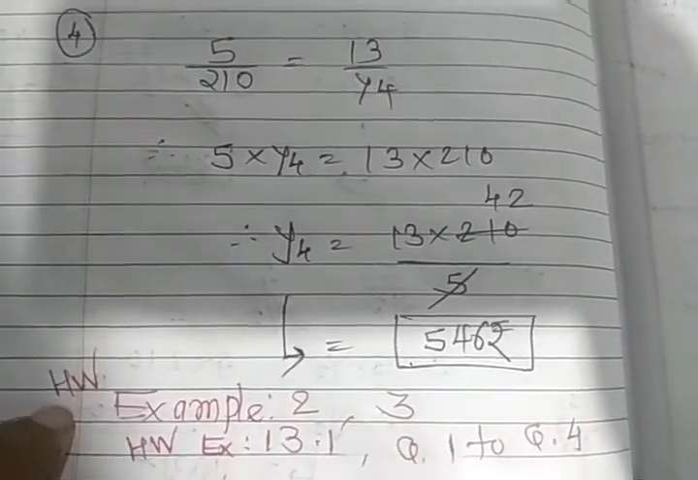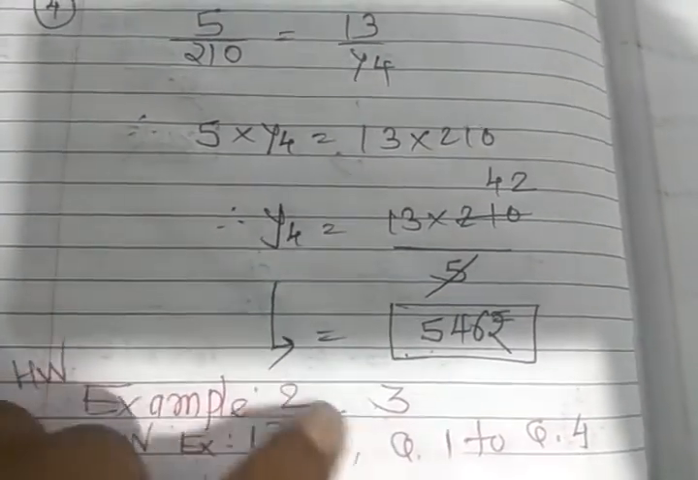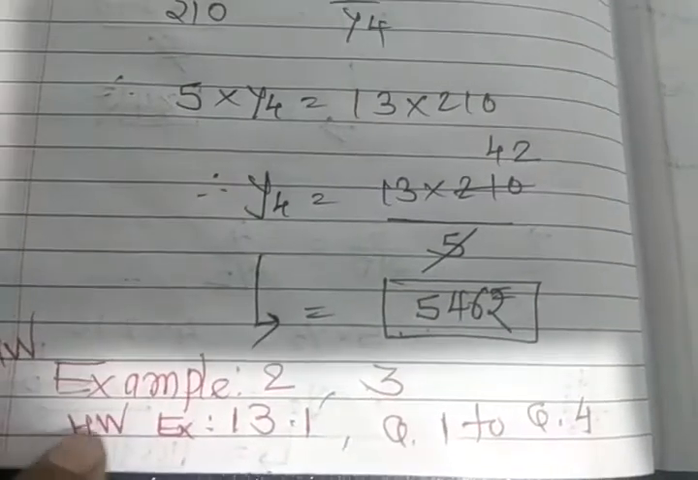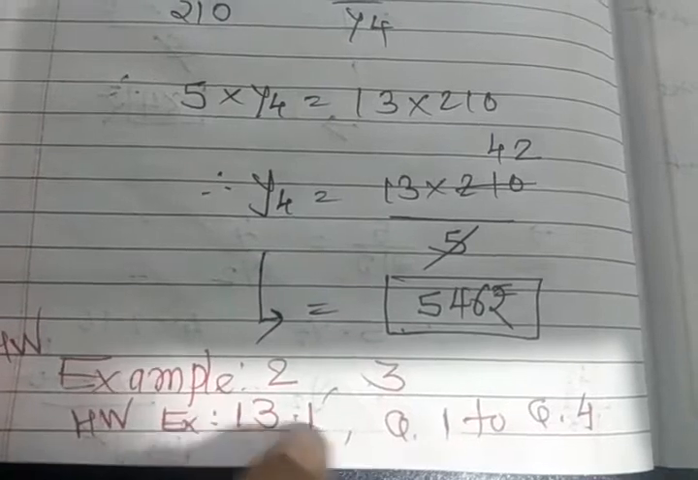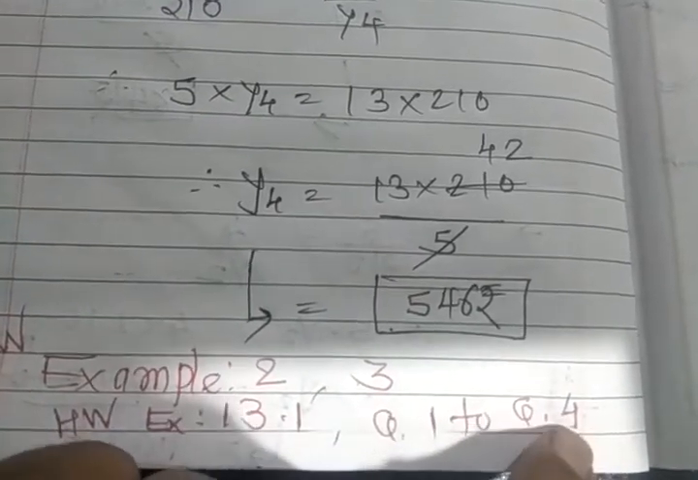So here homework is there: example number 2 and 3, that you do by yourself, right? Homework: exercise 13.1, question number 1 to question number 4.